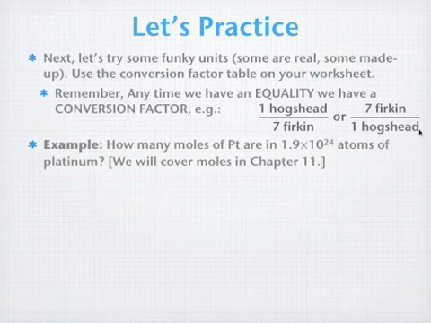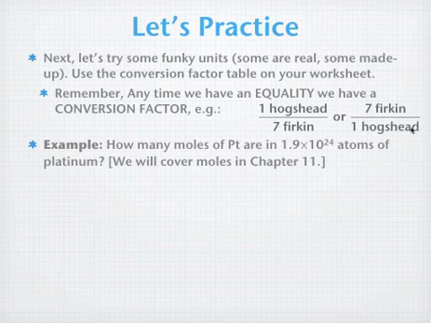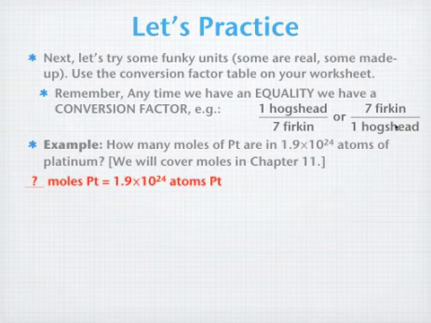In our first example, we're going to find out how many moles of platinum there are in 1.9 times 10 to the 24th atoms of platinum. Now, we're going to cover the concept of moles in Chapter 11, which is coming up next, but for now, just realize that moles and atoms are two units that can be related. Here's our starting point. We want to know how many moles of platinum are equal to 1.9 times 10 to the 24th atoms of platinum.